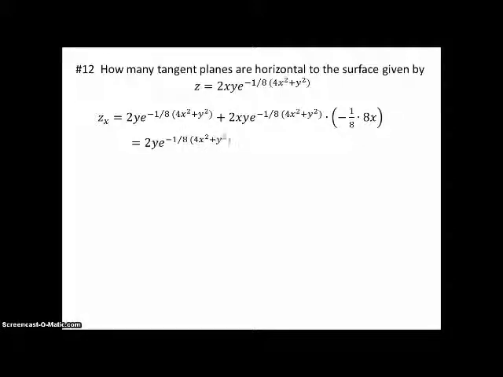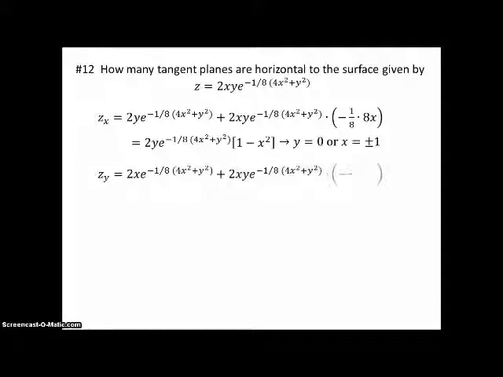Simplifying that, we factor out all that we can, and we get 1 minus x squared in the parentheses. Now this gives us two solutions though. Y could be 0, or x could be plus or minus 1. Now the partial derivative with respect to y is very similar.